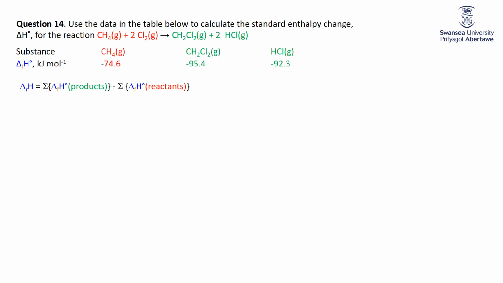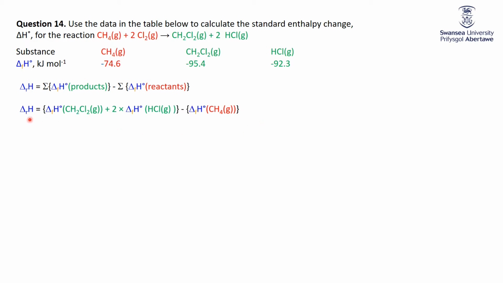Let's do one a little bit more complex. I've already put some pretty colors in there. So you can see I've got reactants, CH4 and 2Cl2. And for the product, CH2Cl2 and 2HCl. So let's pop those into the equation.